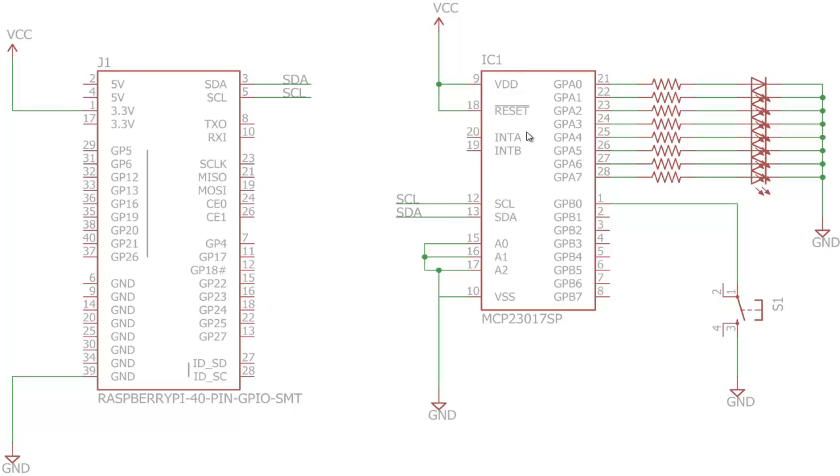Then over here, INT A and INT B are not used because we are not going to check for the interrupts. So let's quickly finish up the connections and we'll get back to the coding and we'll see how to interact with the MCP23017 module.